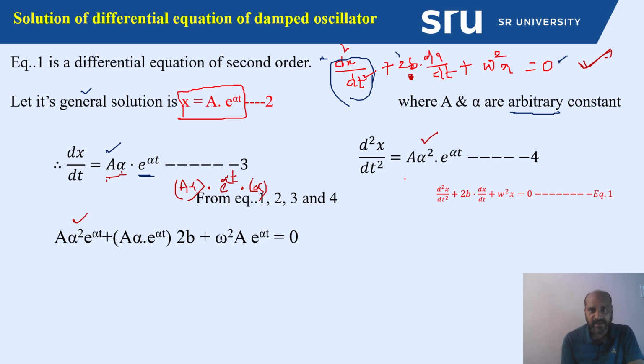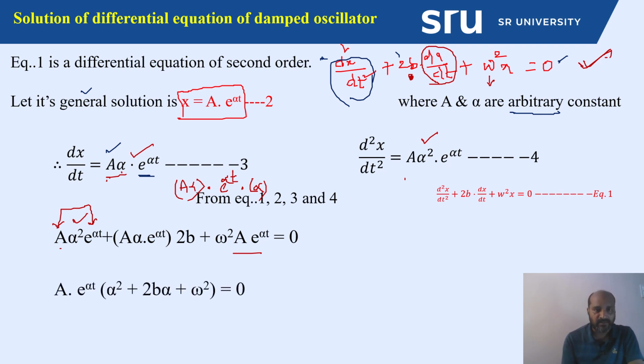But instead of dx/dt, we'll write A α e^(αt), and ω² is as it is, but instead of x, A e^(αt). So now in these three terms, if you observe, A e^(αt) is common. So just take this A e^(αt) common from these three terms.